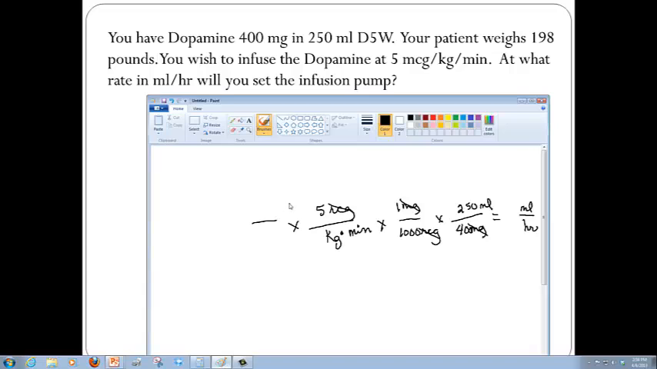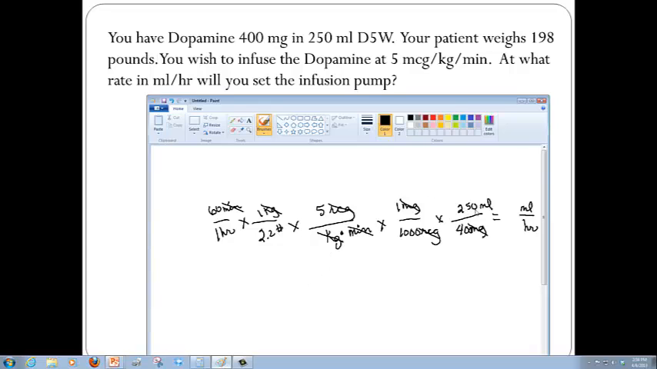So I can go up here and find my patient's weight, which is in pounds, so I know I'm going to need to use my conversion factor. There are 2.2 pounds in 1 kilogram. Now I'm canceling kilograms. I also need to cancel these minutes. I need them to become hours. So there are 60 minutes in 1 hour, something you just draw from your memory. Now I'm canceling minutes in the numerator and minutes in the denominator.